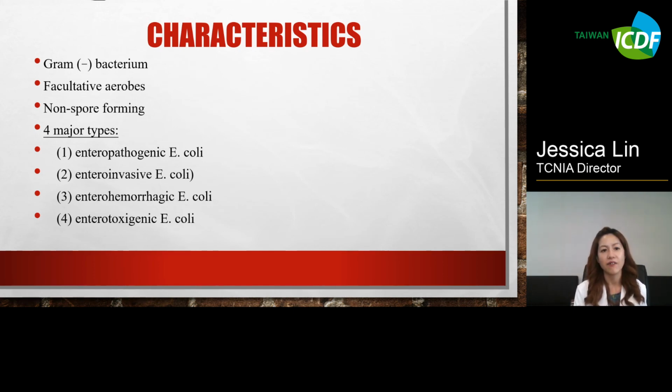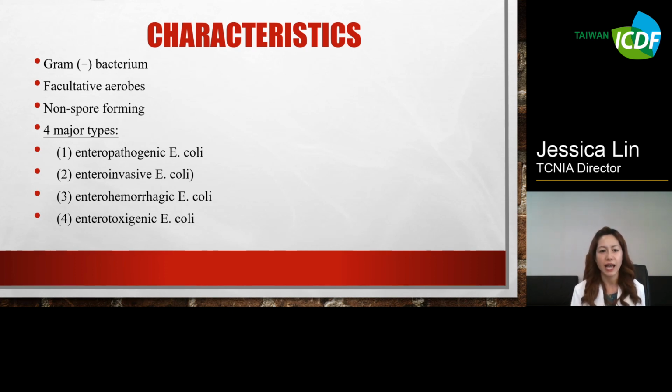It is a facultative aerobe, meaning it likes oxygen. It needs oxygen for survival. It is non-spore forming, doesn't form spores. And there are 4 major types of E. coli, so slightly complicated compared to all the other bacteria.